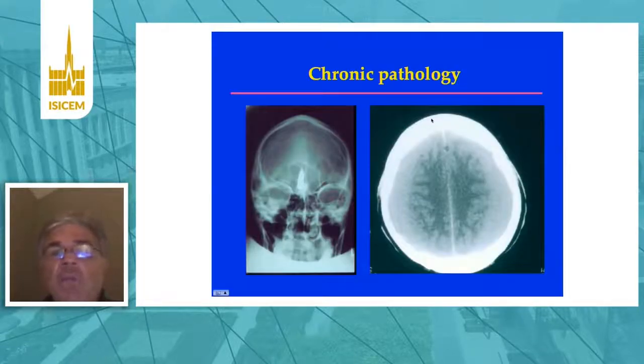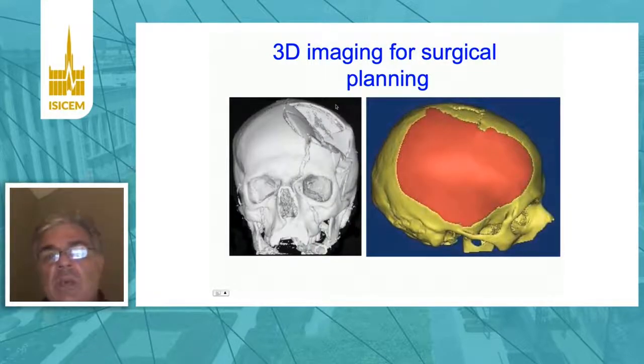It is important not to forget chronic pathology. This is an individual with a bullet in the middle of his head that led to obstructive hydrocephalus and presented several years after his trauma. Here's a patient with bilateral chronic subdural hematomas who just failed to thrive in rehab and developed gait difficulty and required burr hole drainage. We use CT to help surgical planning.